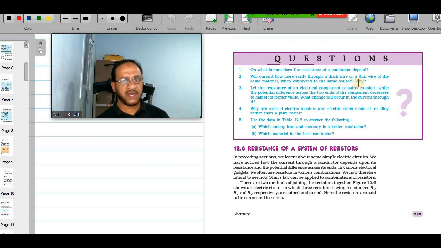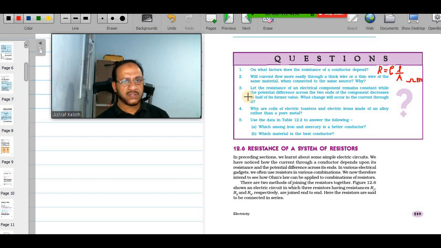This relation, how can we write in the form of an equation? R is equal to rho into L by A. With the length, it is directly proportional, area of cross section inversely proportional, and this rho is called what? It is resistivity or specific resistance of the wire. It is a constant for a given material. What is the unit of rho? Ohm meter is the unit of rho. And what is the unit of resistance R? Ohm is the unit of resistance.